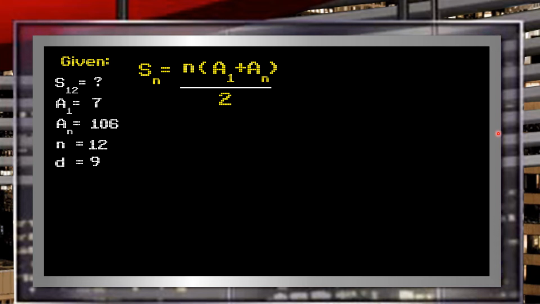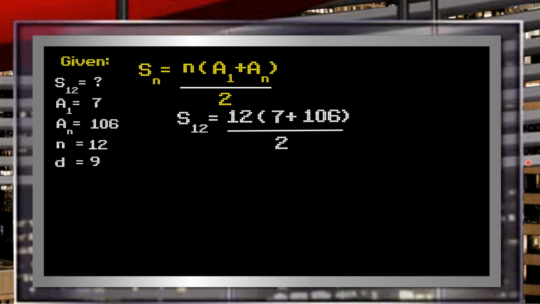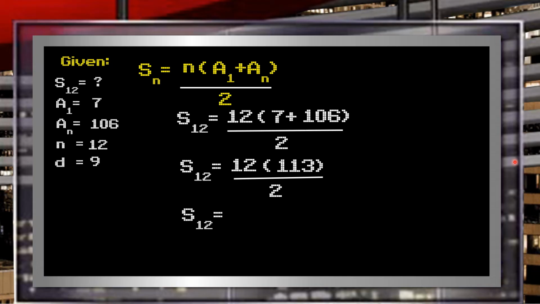So, substituting the formula, we have S sub 12 is equal to, ang n natin ay 12, ang first term natin ay 7, so times 7 plus, ang last term naman natin ay 106, divided by 2. So, S sub 12 is equal to 12, 7 plus 106 is 113, divided by 2. So, S sub 12 is equal to 12 times 113 is equal to 1,356 divided by 2.